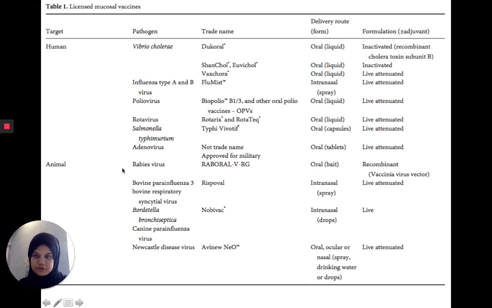This table gives you a list of different mucosal vaccines that are licensed. Not a lot of them are for humans. Quite a few of them are for animals. So you've got different types of delivery routes: oral, intranasal. Basically, these are the 2 main ones. Hypothetically, you can use other routes of entry, but these are probably the 2 easiest ones to target.